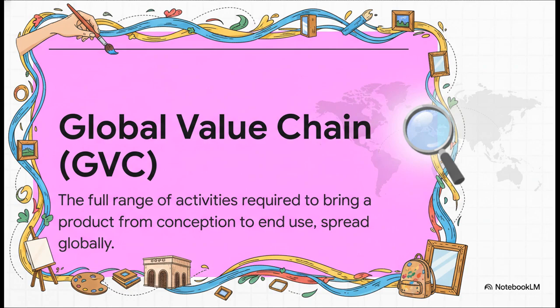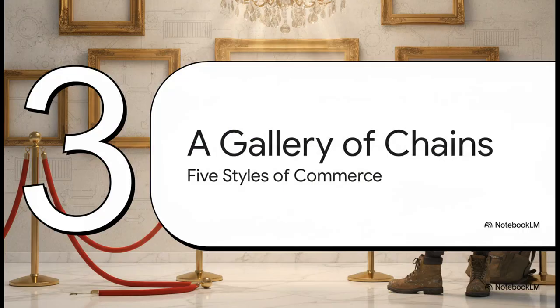I get it. So a supply chain is just getting the paint tubes to the studio. But a value chain is everything else: sketching the idea, mixing the colors, the actual brush strokes, framing the thing, and then hanging it in the gallery. It's the whole creative process, just spread out all over the world. Precisely. And now for our centerpiece exhibit.